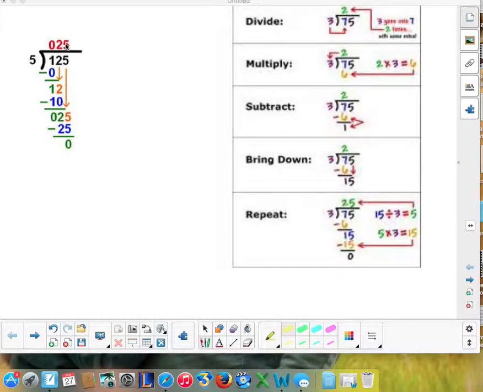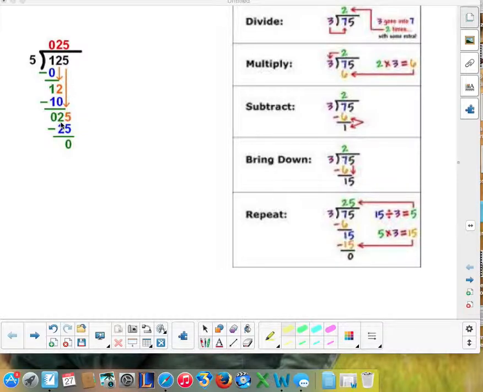The next step is I'm going to multiply. So I'm going to multiply 5 times 2, which is 10. I'm going to bring down my 10. The number that I had was 12, and I'm going to subtract it. So I'm subtracting, I get a 2. Next step, bring down the 5.